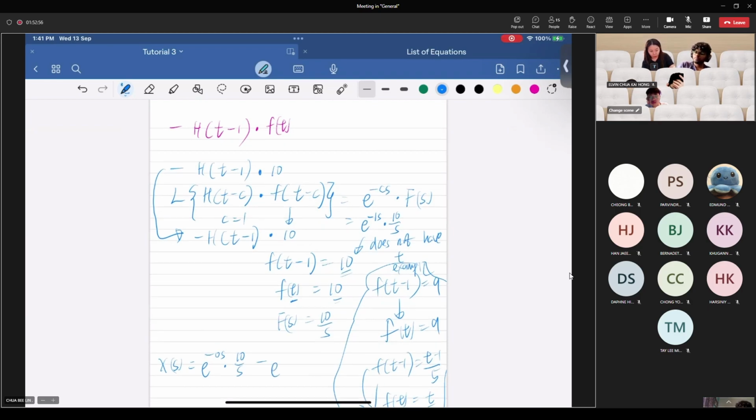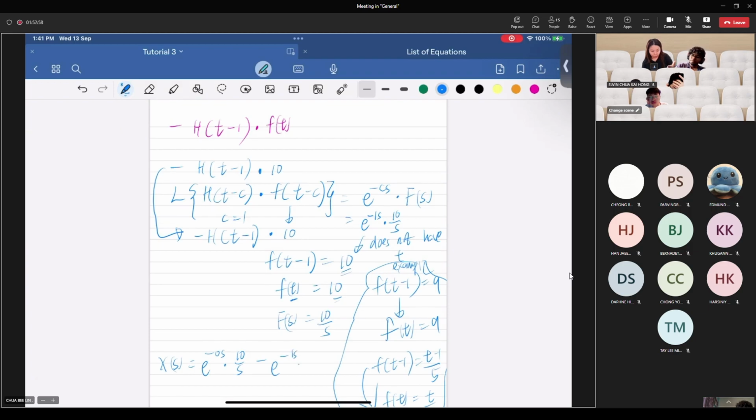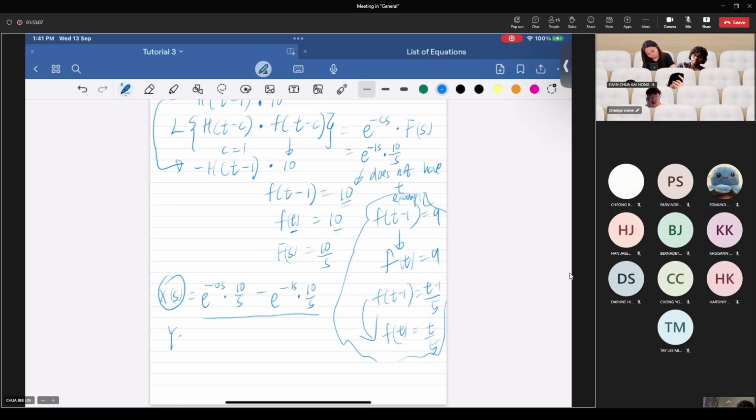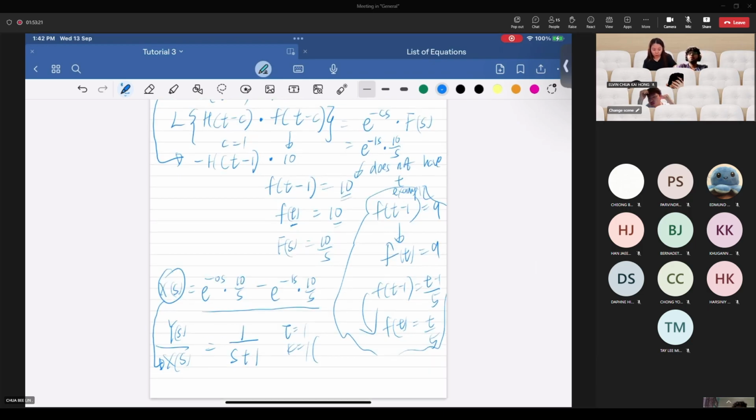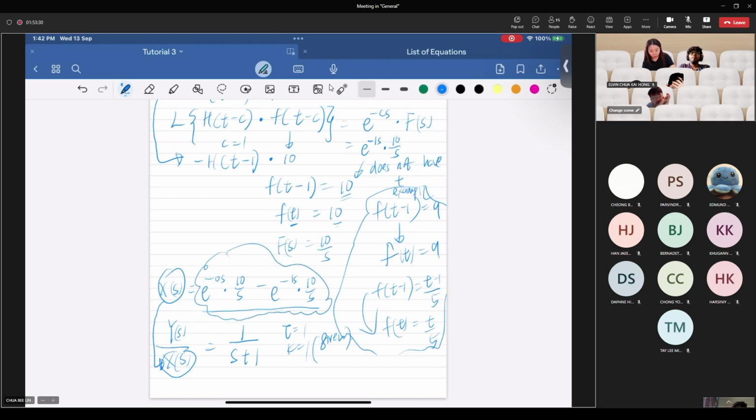minus e^(-1s)·10/s. This is your S(s). Then only you can multiply this one into the equation of this one, equivalent to 1 over (s+1) given to you, where your tau is 1 and k is 1, given. So now you'll be multiplying this S(s), which is all of this, to the other side. I will do it very slowly so that you can follow.